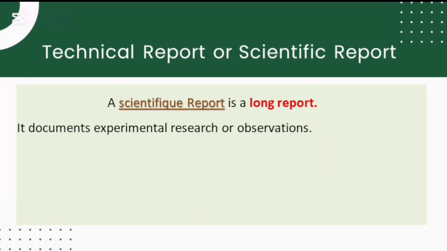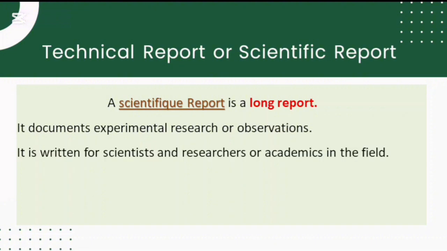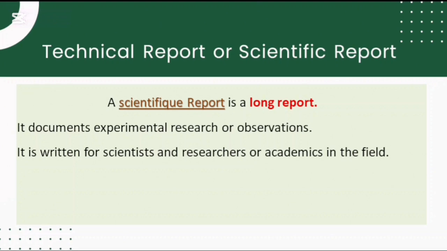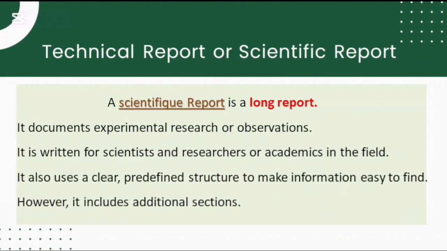A scientific report is usually longer than a technical report. They are found at universities or published in journals because they document experimental research or observations. They do not propose projects to managers or companies. Rather, they are written for scientists, researchers, or academics in the field. Like a technical report, a scientific report also uses a clear, predefined structure to make information easy to find.